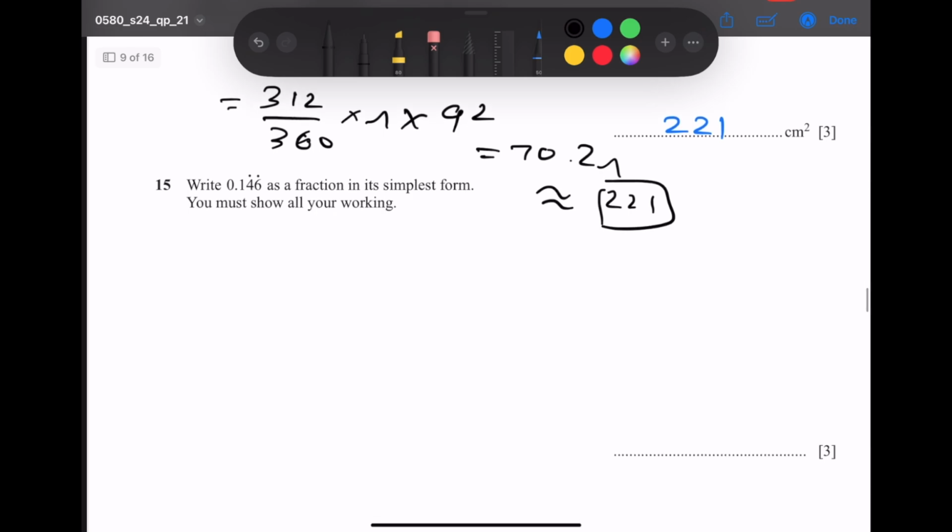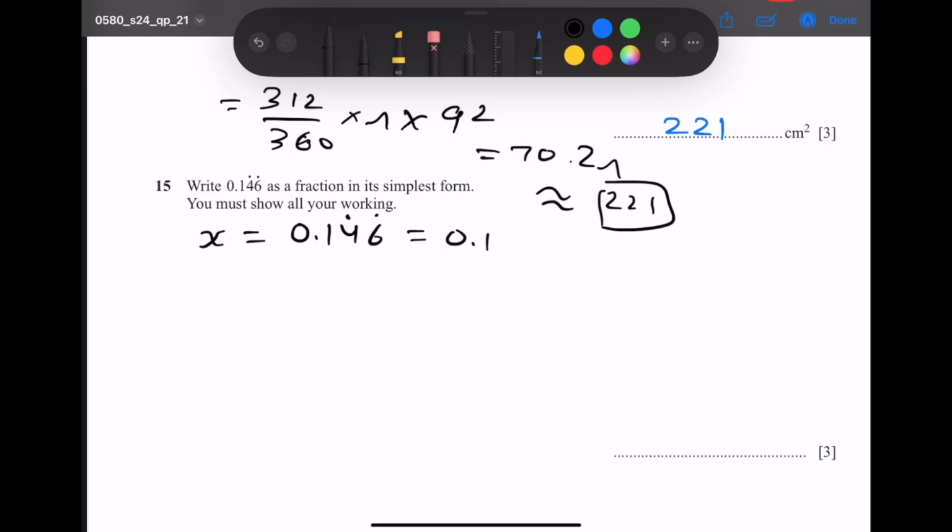For question 15, write 0.146 where 4, 6 are recurrent digits as a fraction in its simplest form. You must show your working. So since there are two recurrent digits, we will first write x as a variable is equal to 0.146 recurring, where the dots are above 4, 6. This means that it's equal to 0.14646 and so forth.